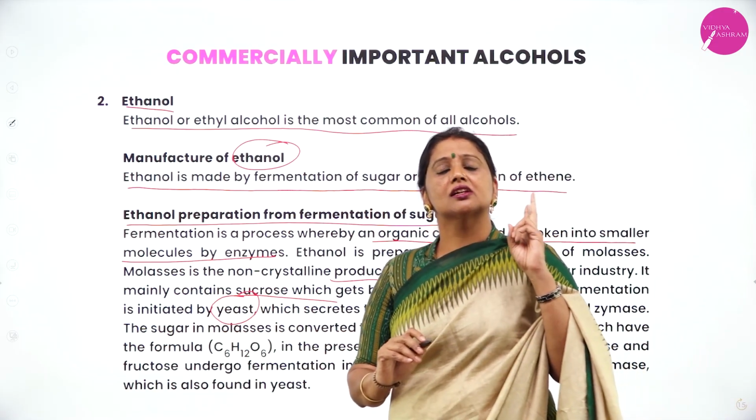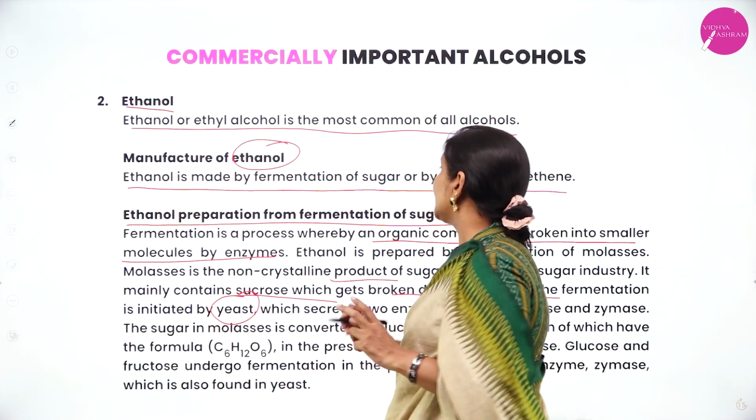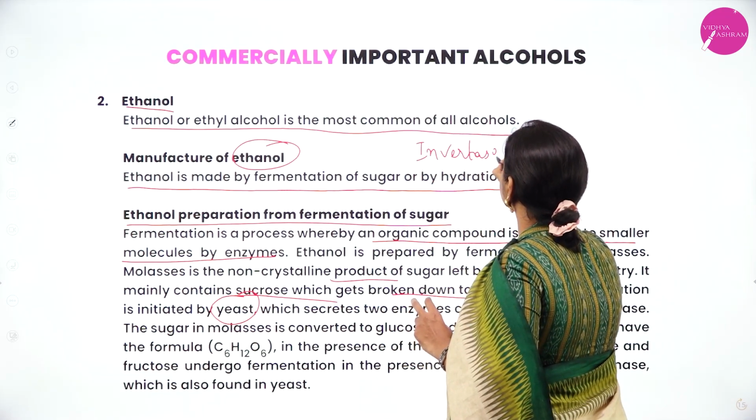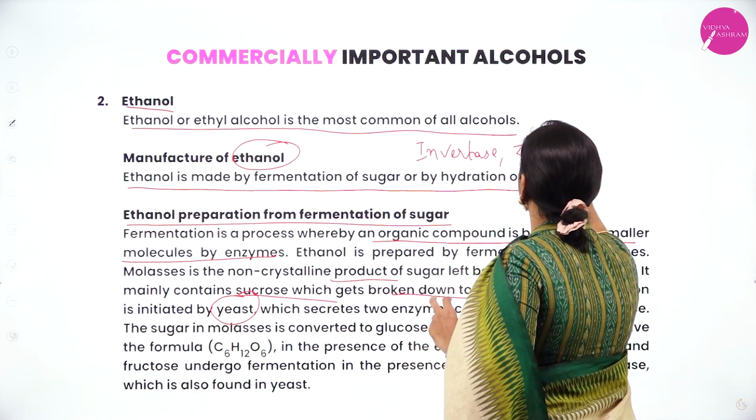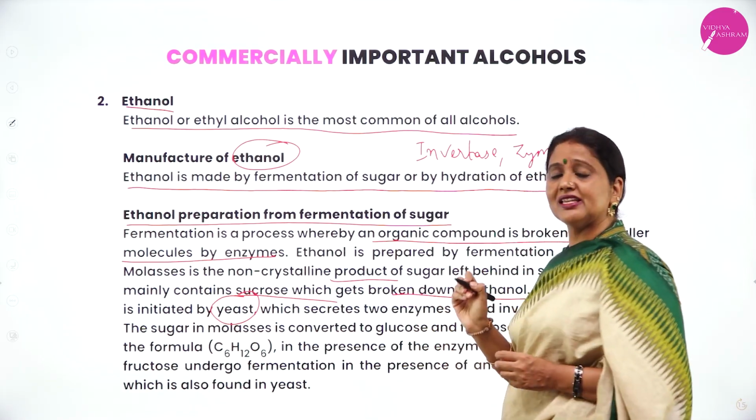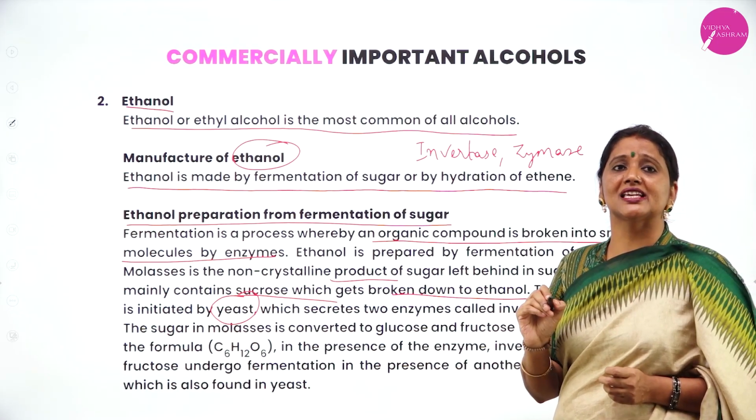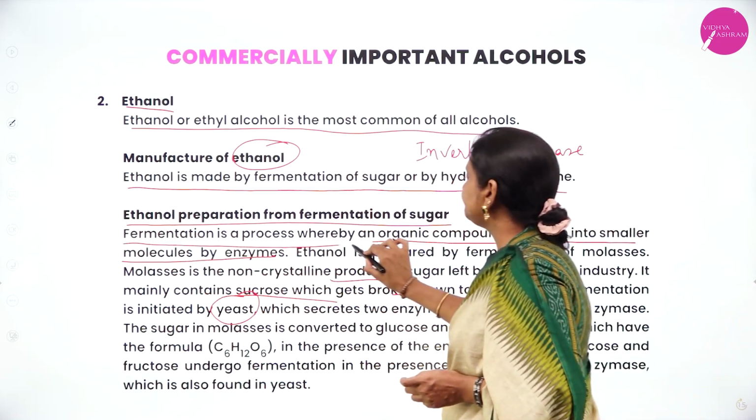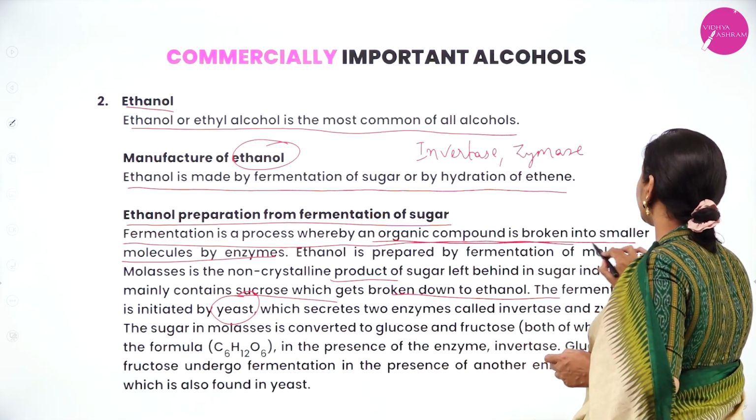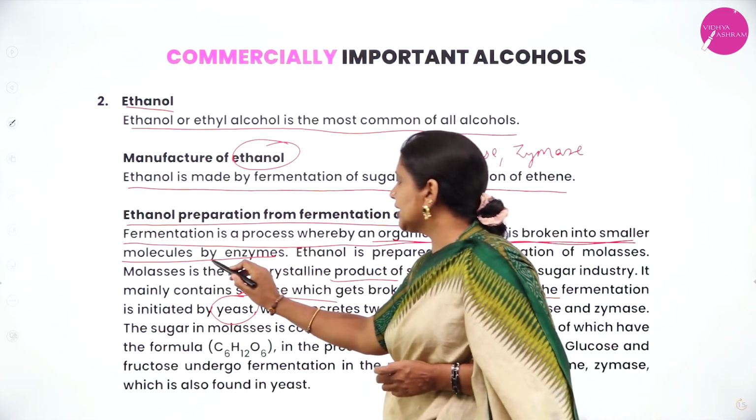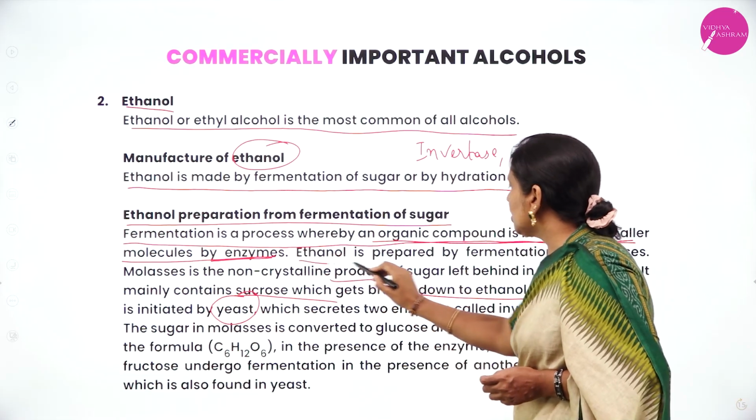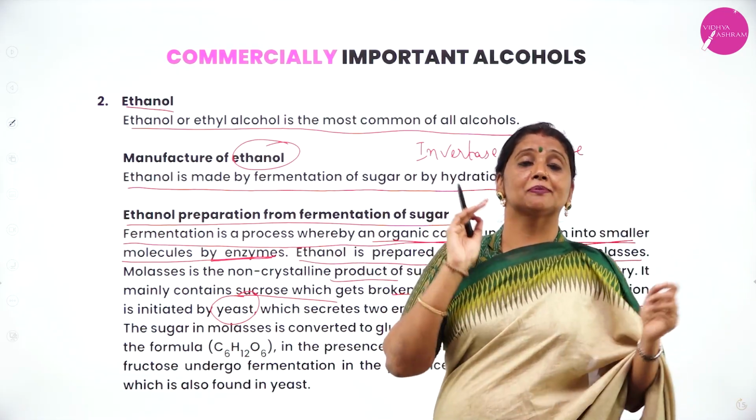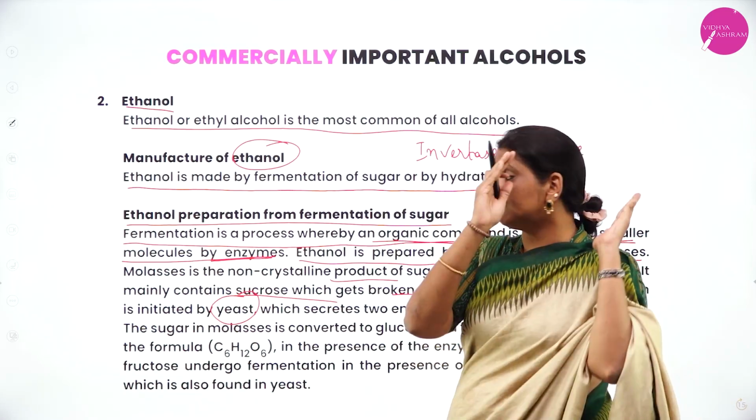Yeast secretes two enzymes: one is invertase, another one is zymase. What are the two enzymes secreted by yeast? Invertase and zymase. Fermentation is a process whereby an organic compound is broken into smaller molecules by enzymes. Ethanol is prepared by fermentation of molasses.